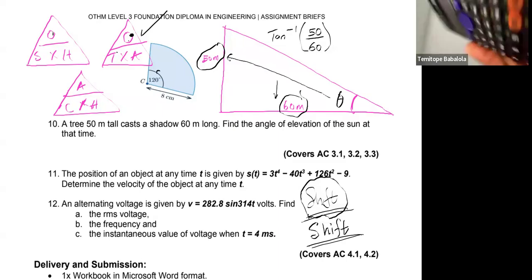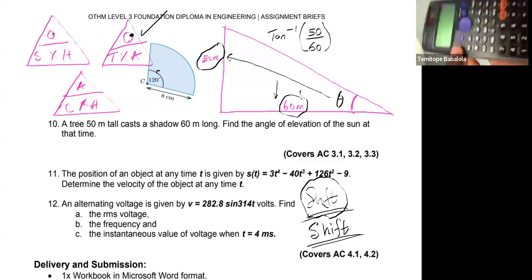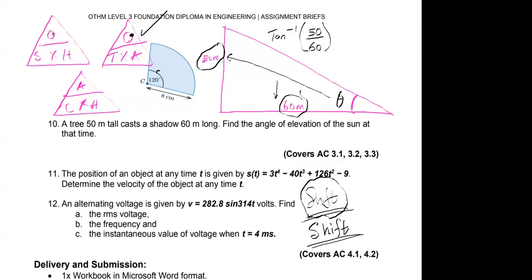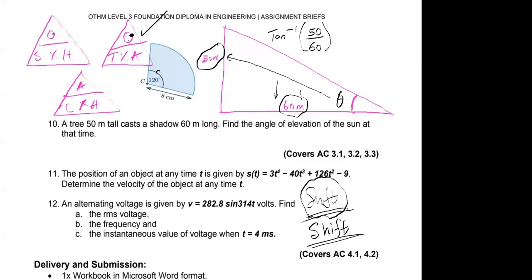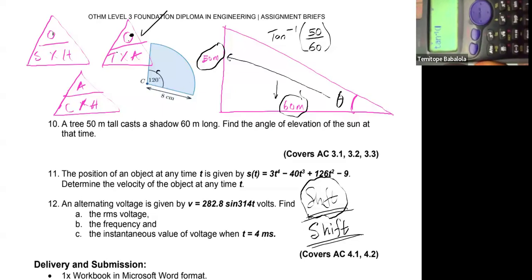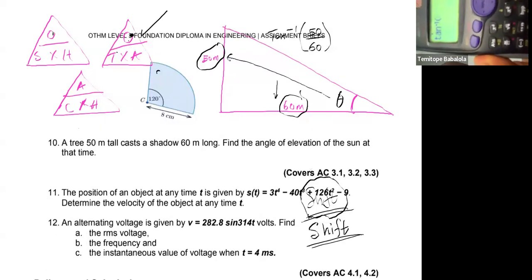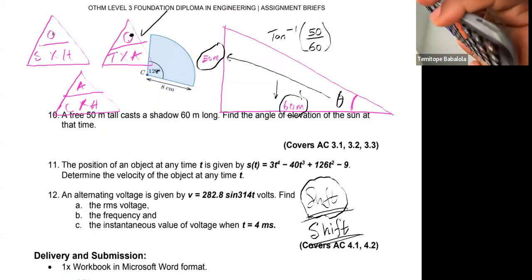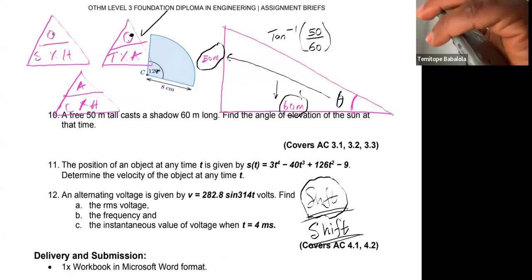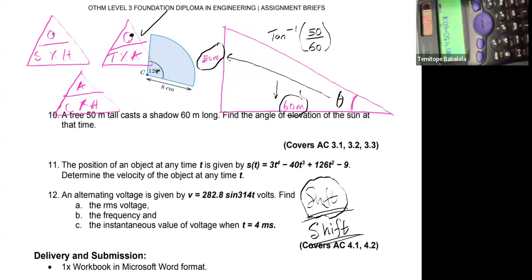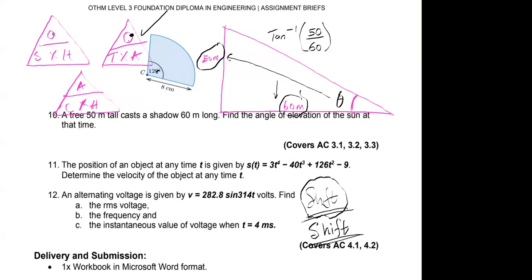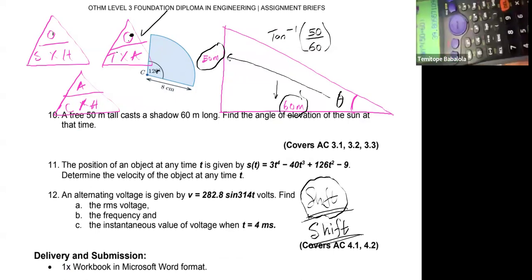So this, can you see now? This is shift. I'll press shift here, and then I will press tan. This is tan. Can you see? It gave me something like what I put on the screen. So I'll now put 50 divided by 60 there. Can you see? Now press equals. So that's the answer, 39.8.